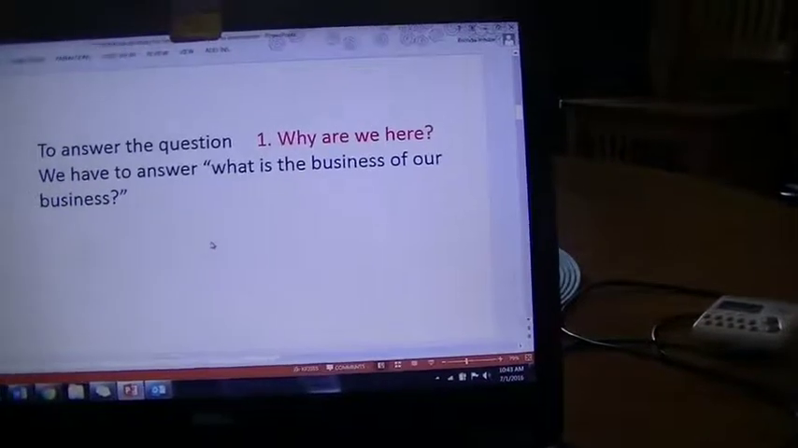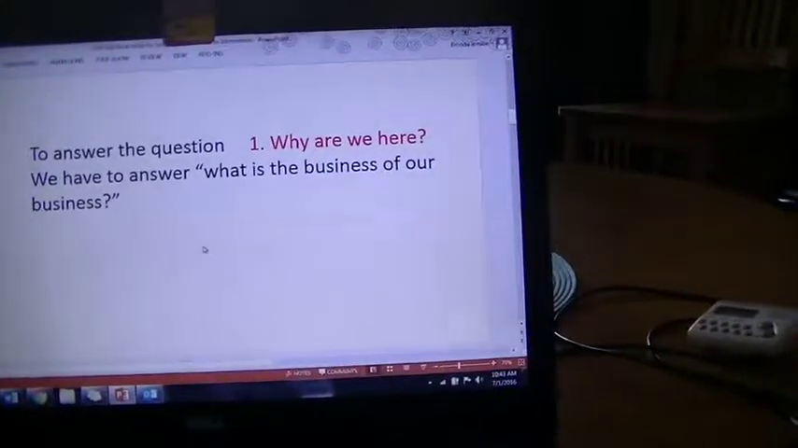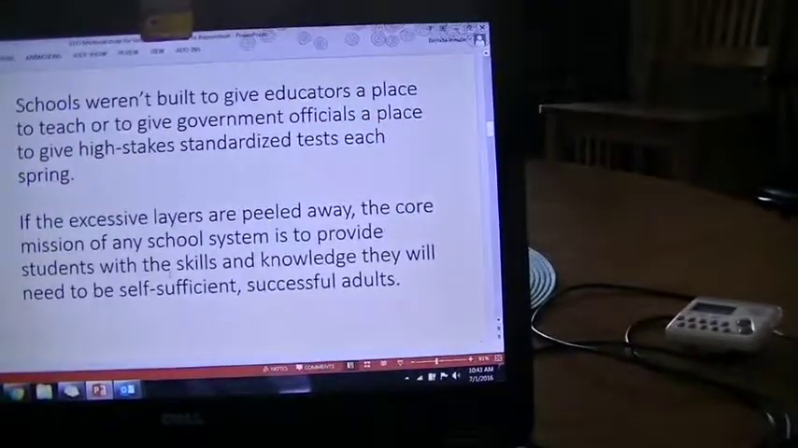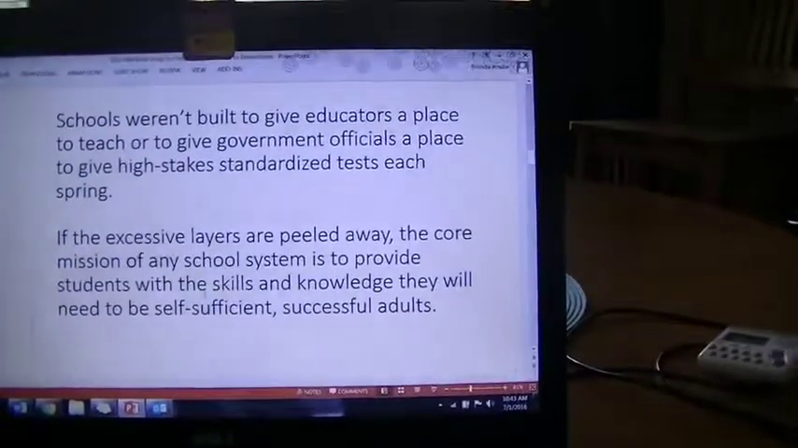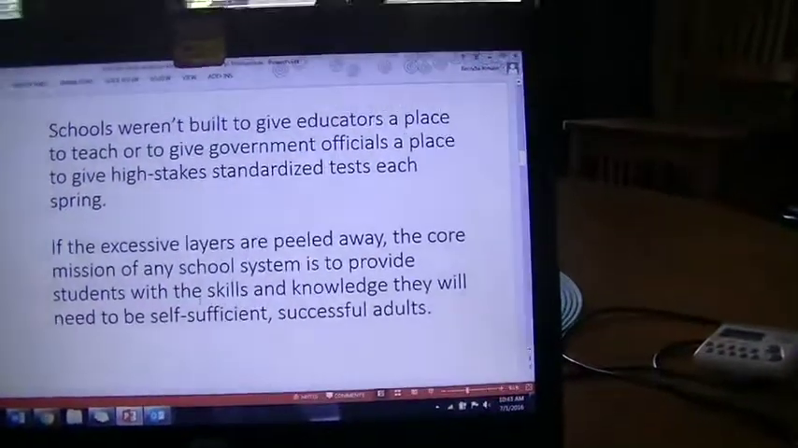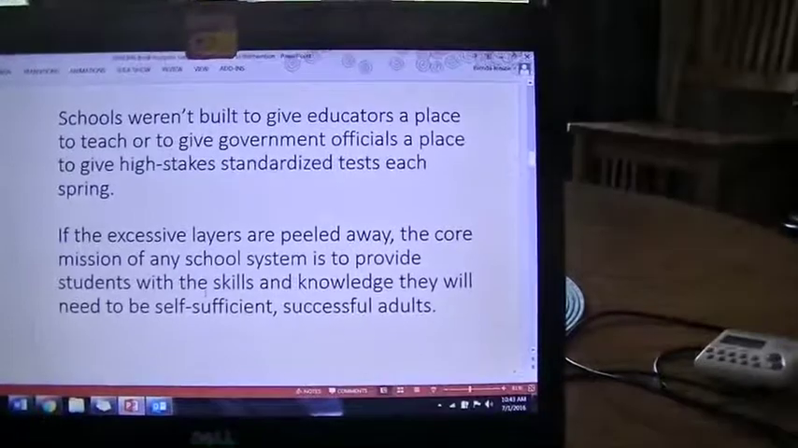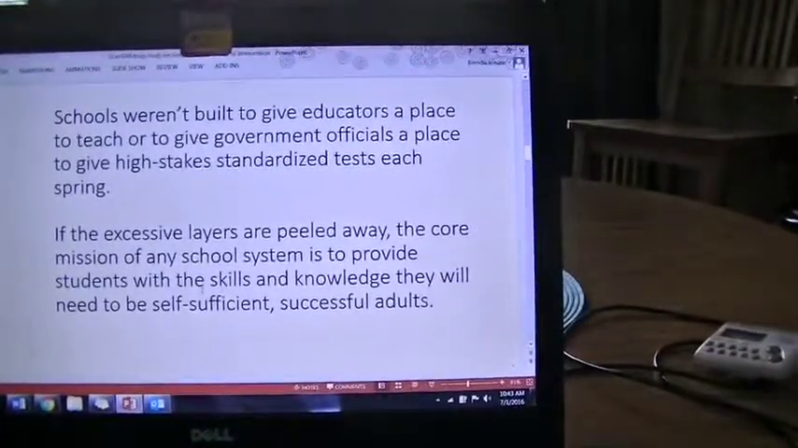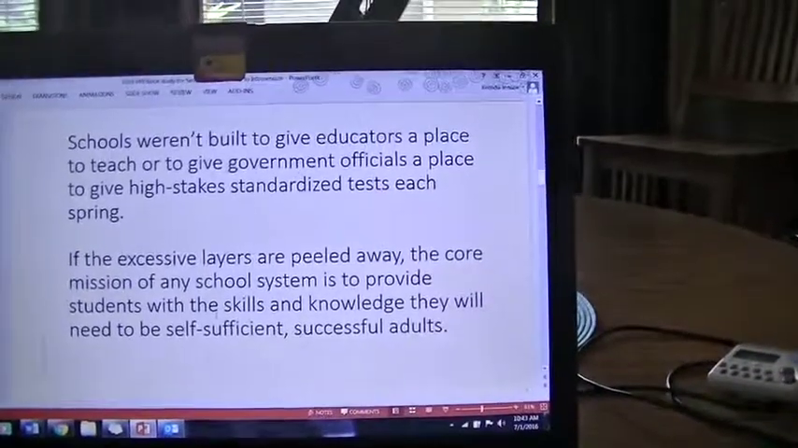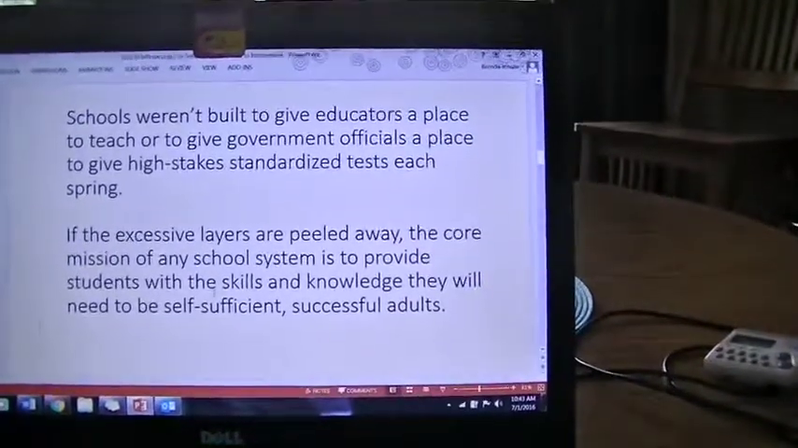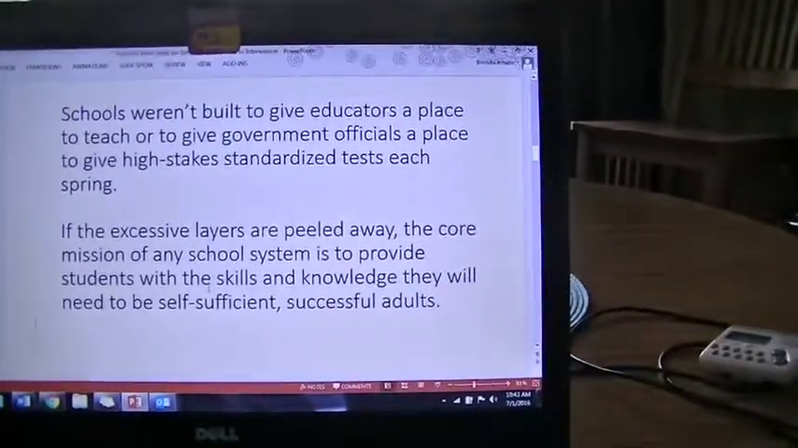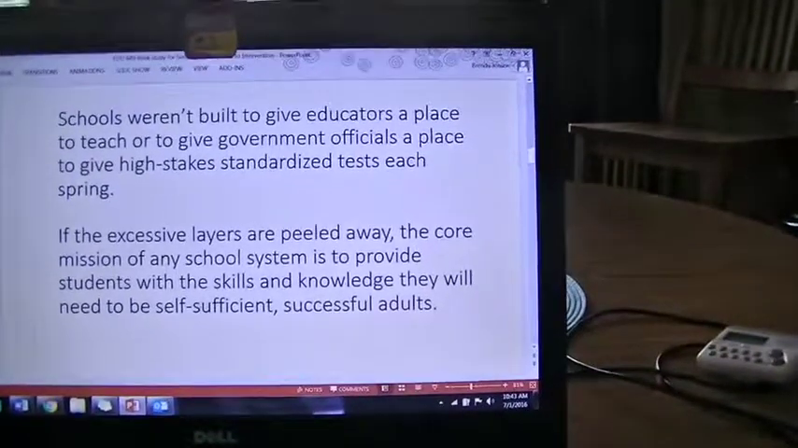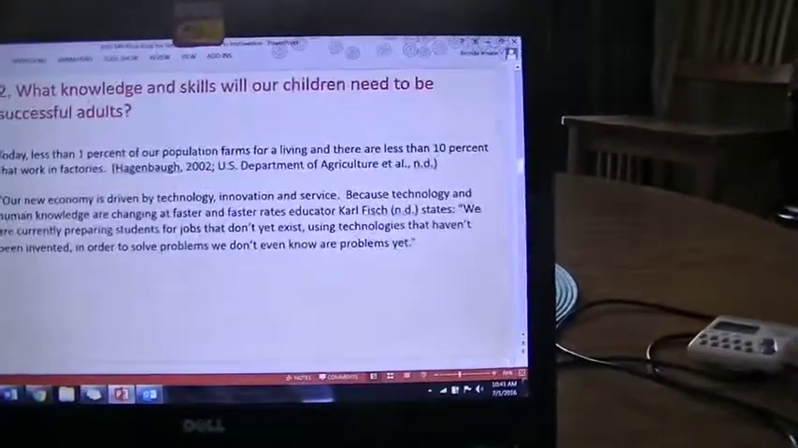To answer the first question, why are we here, we have to answer what is the business of our business. Then it basically just talks about how schools weren't set up to just give high-stakes standardized tests that were regulated by the government. And if you take away those extra layers, the students can become successful, self-sufficient adults.